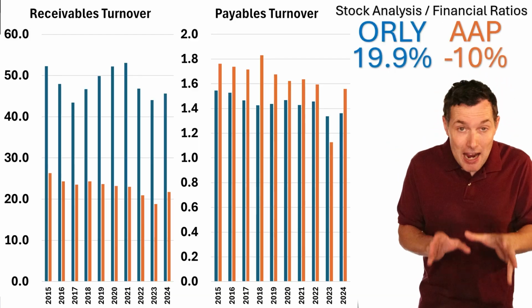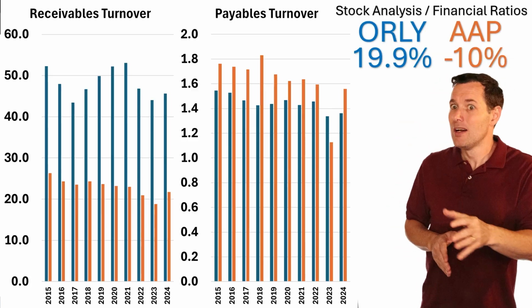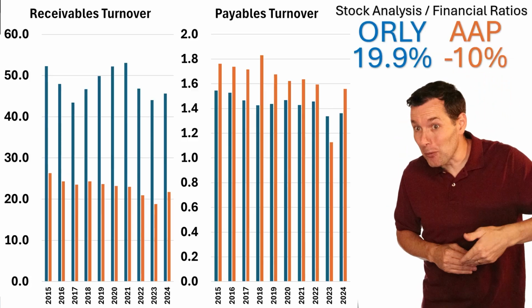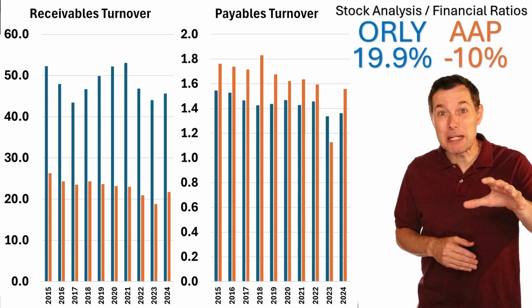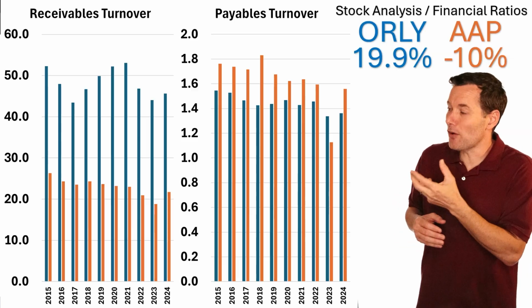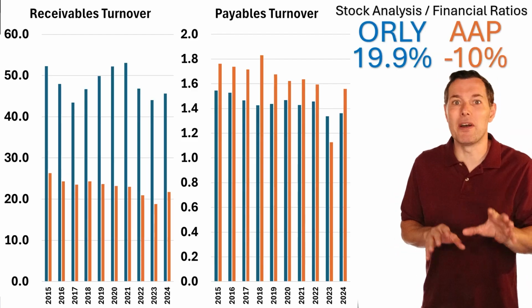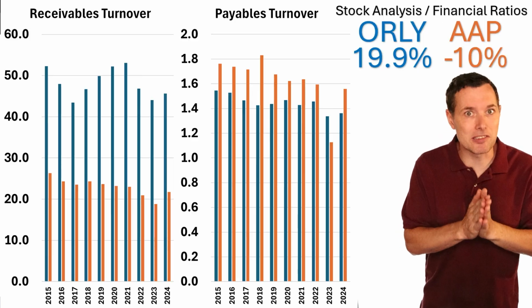O'Reilly's up on average 20% a year over the past decade, just short of that. Advanced Auto Parts down about 10%. So O'Reilly beat them by about 30%. And that's at least partially due to their cash management throughout this entire process. There's other factors, of course, but this is an interesting number to consider.